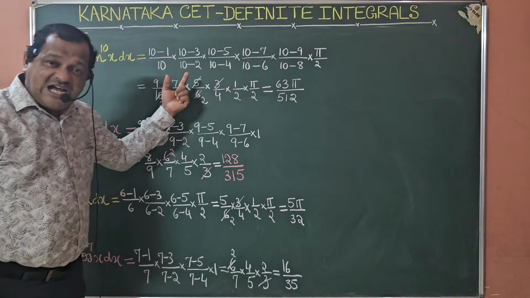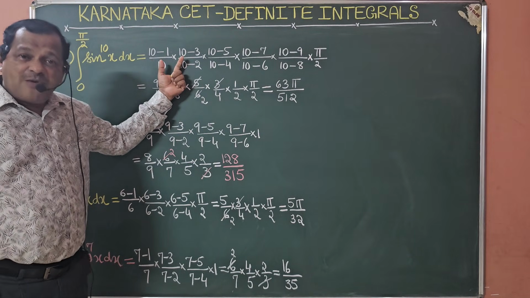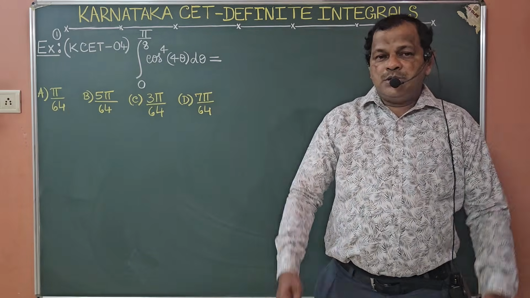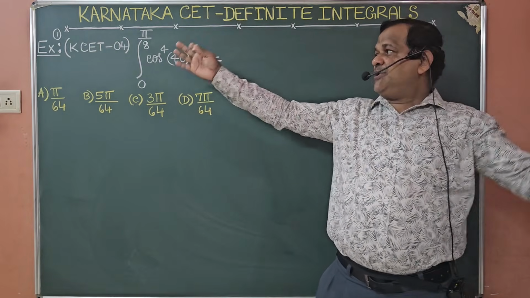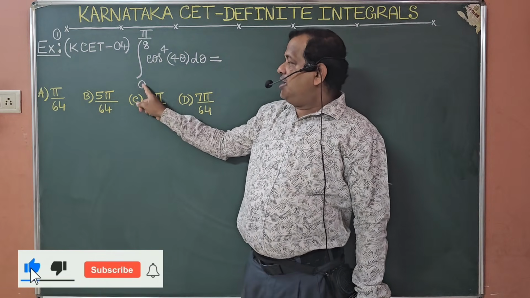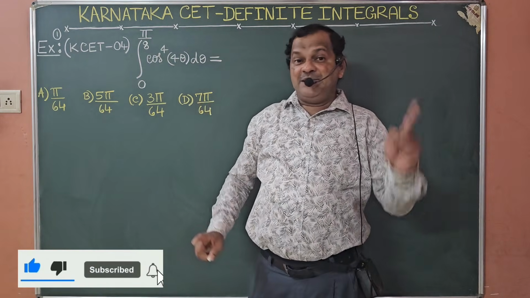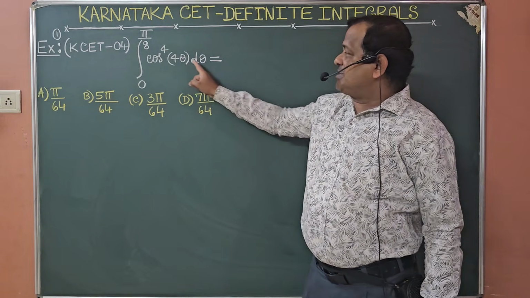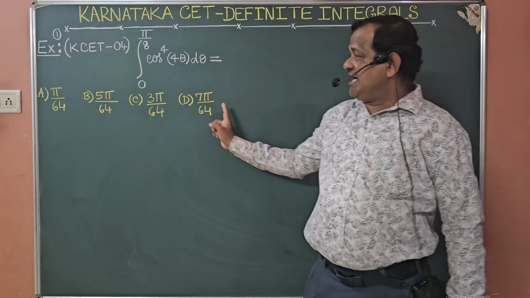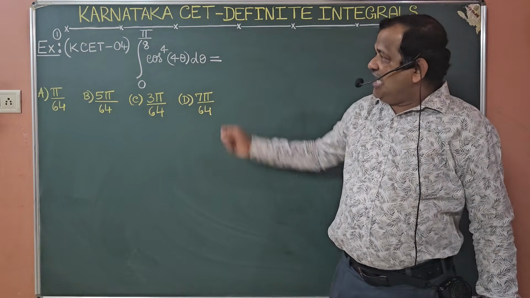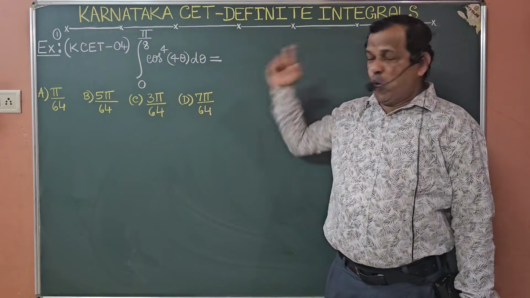Of course, I will take up a few exercises from the earlier competitive exams. So, dear students, here is a question using reduction formula. That is integration from 0 to pi by 8, not pi by 2. Cos power 4, 4 theta d theta is equal to. These are the options. Pause your video for a while and solve this on your own.